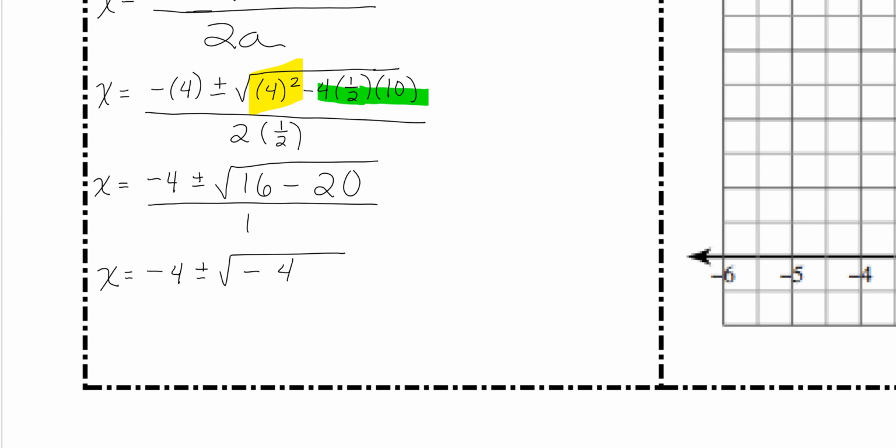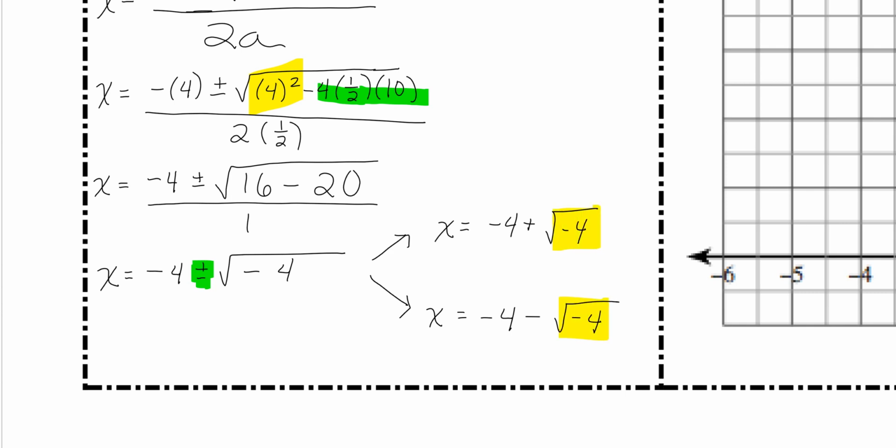Right now, our next step would be to take the square root of -4 and then break out your equation into 2 parts. X equals -4 plus the square root of -4, and then x equals -4 minus the square root of -4. So we break up this plus or minus right there. The issue is you can't take the square root of a negative number, at least not in Algebra 1. We'll cover that in Algebra 2.